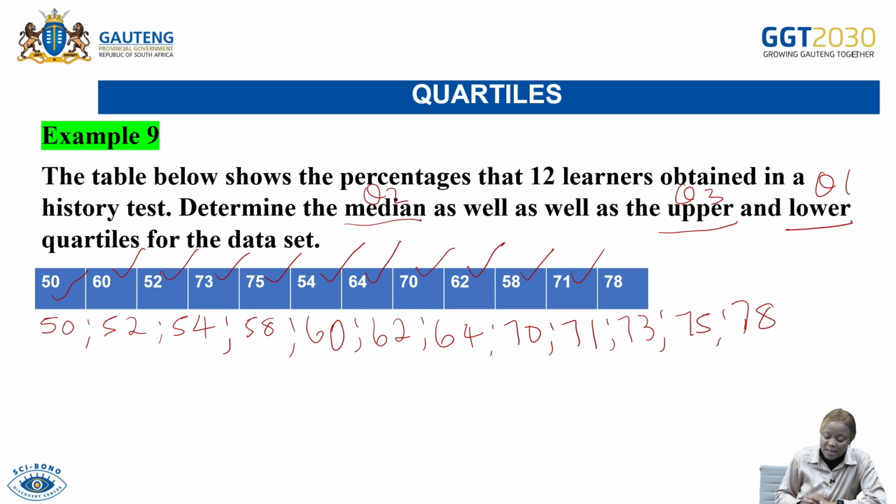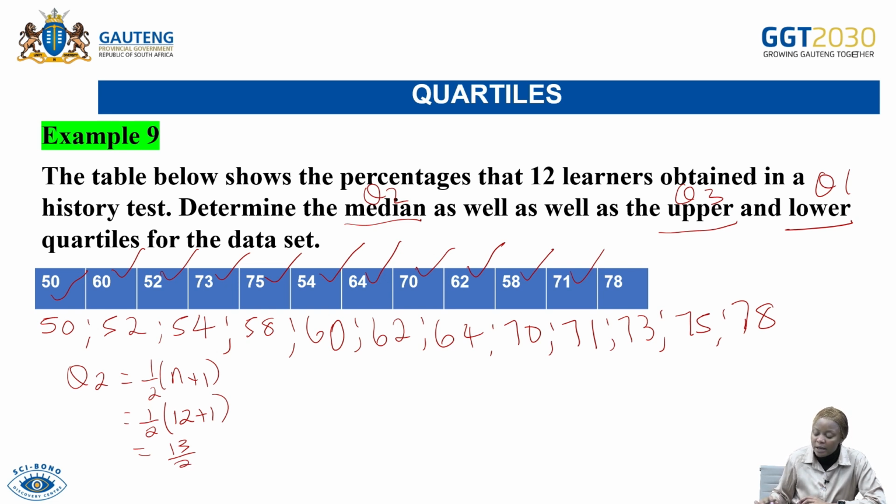First things first, I said you can just find your position, right? So my Q2 is given as 1 over 2 into n plus 1. So it's 1 over 2 into, how many values do I have in my data set? It's 1, 2, 3, 4, 5, 6, 7, 8, 9, 10, 11, and 12. So it means I'll have 12 plus 1, which is going to give me 13 over 2. And what is 13 divided by 2? It is going to give you 6,5.